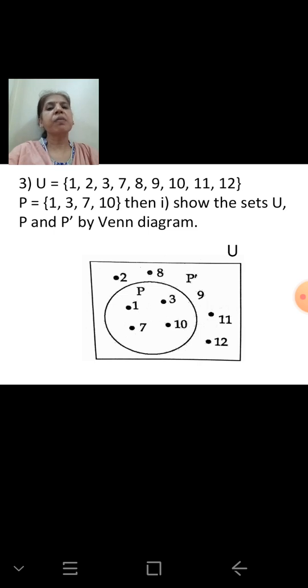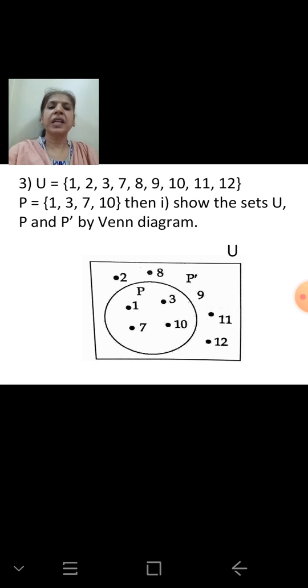Now when we have to show the universal set by Venn diagram, we use a rectangle. So draw a rectangular figure and write U for the universal set. In that, set P is 1, 3, 7, 10. So inside that universal set, draw a circle, another closed figure. Name the set P and write its elements 1, 3, 7, 10.